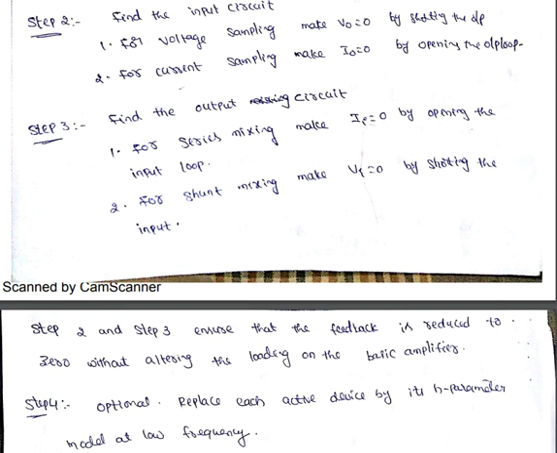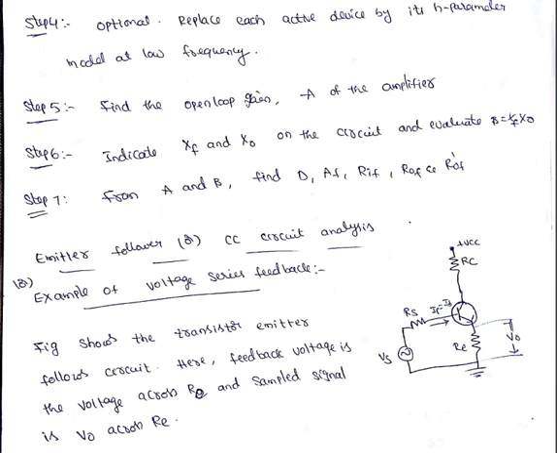By step 2 and step 3, ensure that the feedback is reduced to 0 without altering the load on the basic amplifier. Step 4 is optional: replace each active device by its h-parameter model at low frequency.